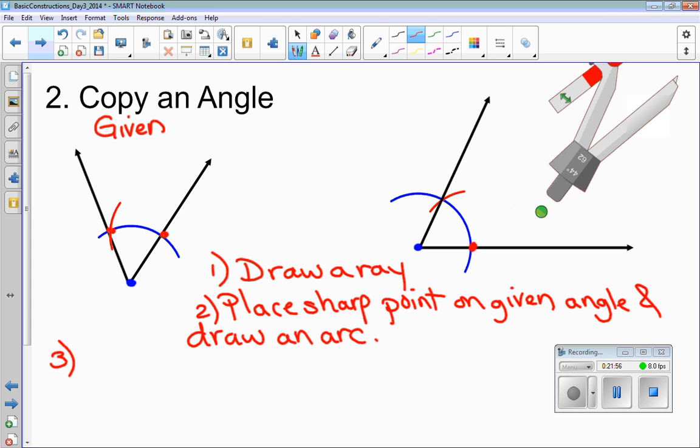Okay. Third step. Once I've drawn the arc on the given, do I move the spread of my compass? Can't. So we have to say that. Keeping the same spread, now what? Place a sharp point where? At the end of the ray.